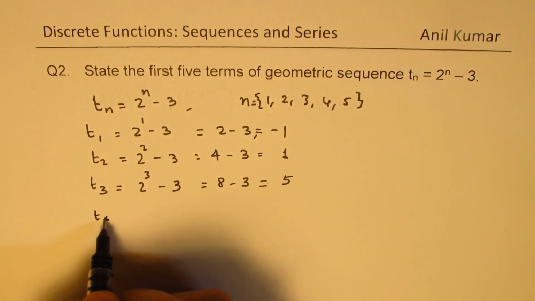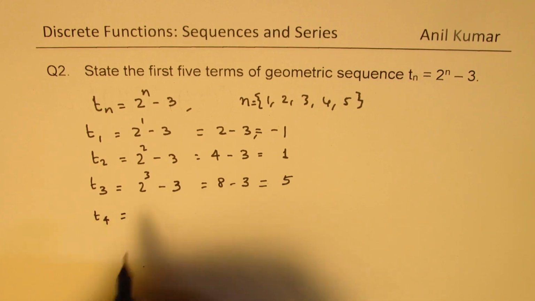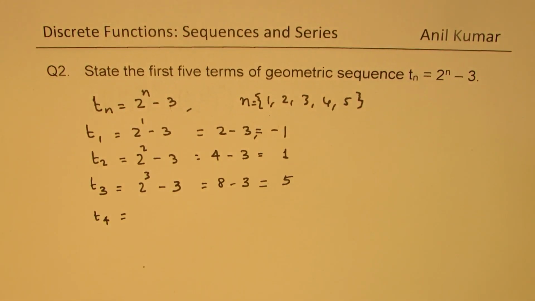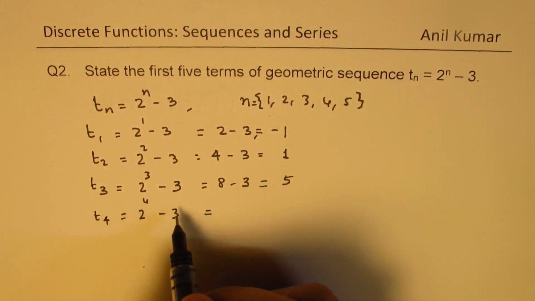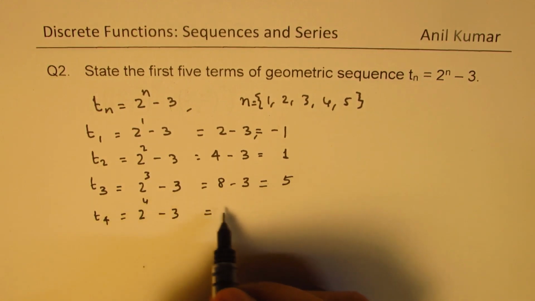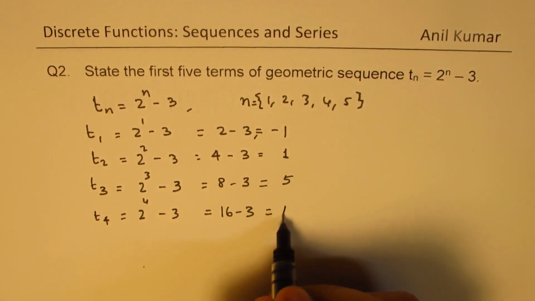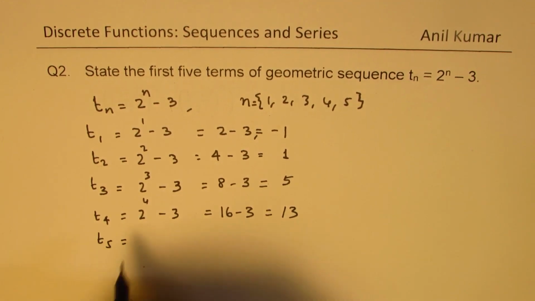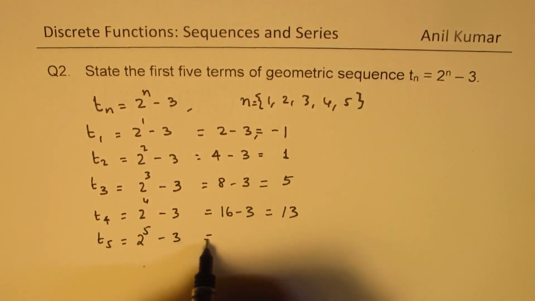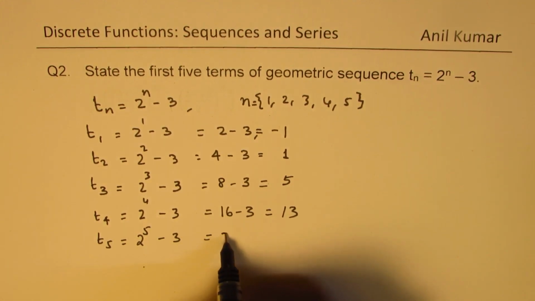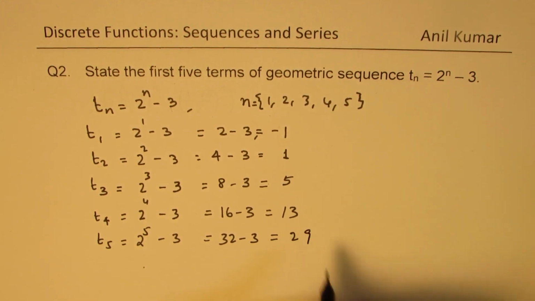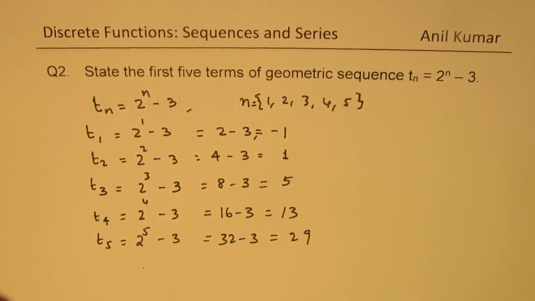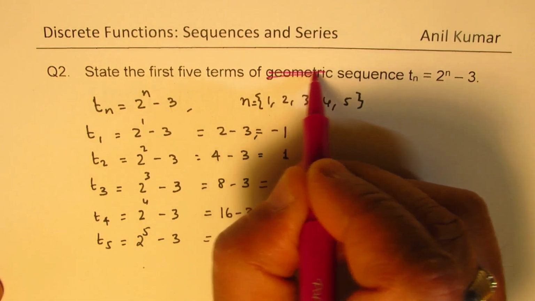So T4, it is not a geometric series, which you can see. So there's something wrong here. Anyway, we'll just follow and produce the numbers, and then we can talk about it. T4 is 16 minus 3, which is 13, and T5 is equal to 2 to the power of 5 minus 3, which is 32 minus 3, and that is equal to 29. As you can see, this is definitely not a geometric sequence. So there is a typing error here.